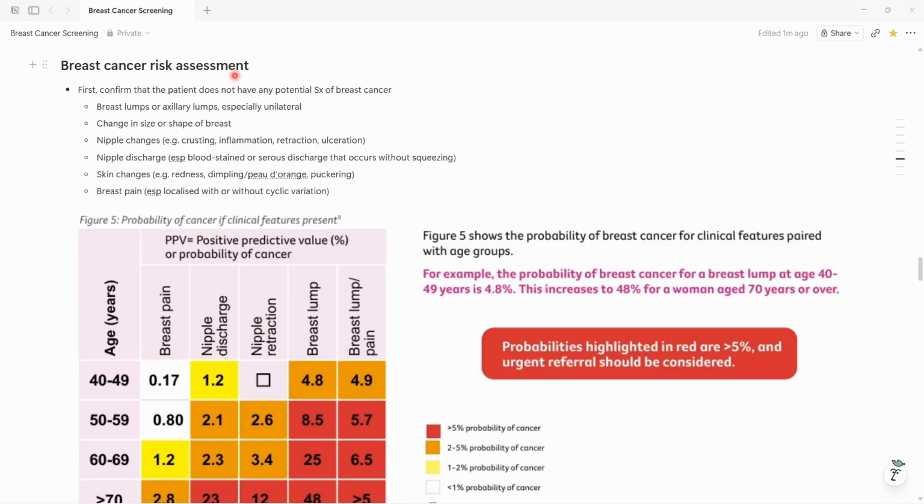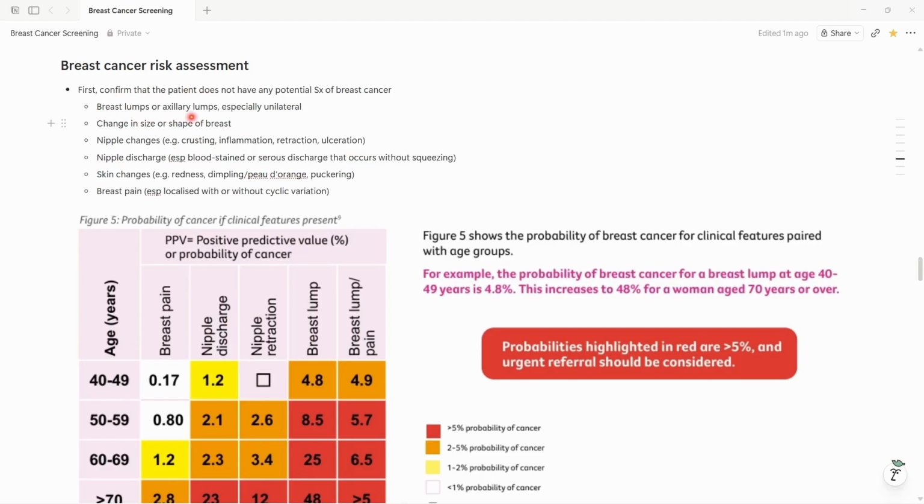So we'll start by talking about breast cancer risk assessment. To do a breast cancer risk assessment, the first thing you must do is to confirm that the patient does not have any potential symptoms of breast cancer. This is because if the patient has any symptoms of breast cancer, then the patient should have a diagnostic evaluation rather than a screening or risk assessment. Here are some symptoms for potential breast cancer.